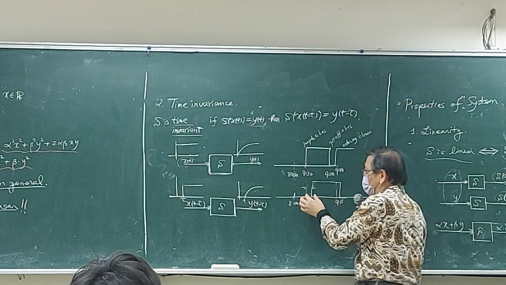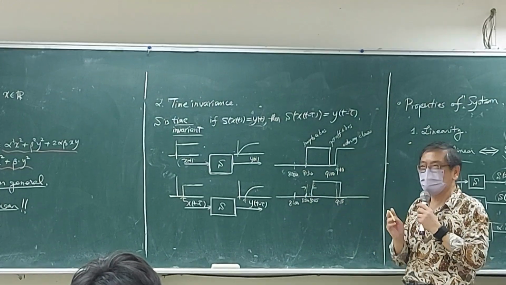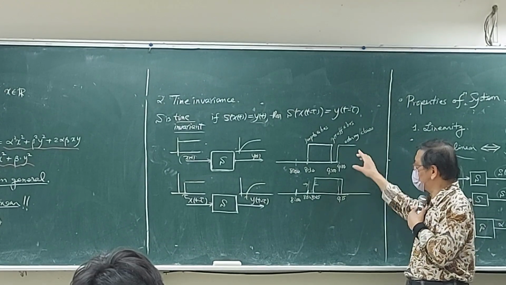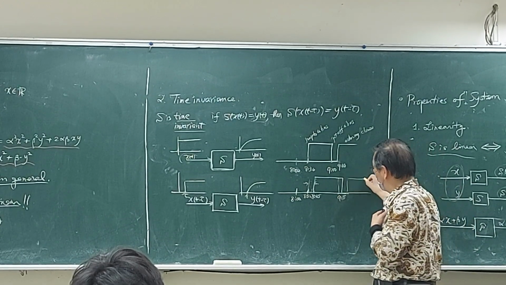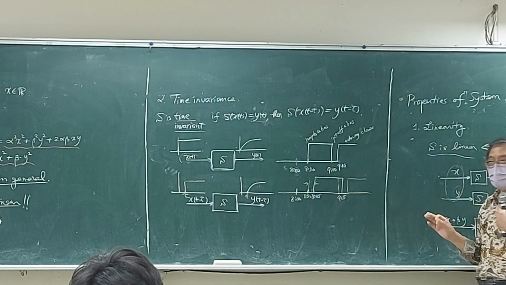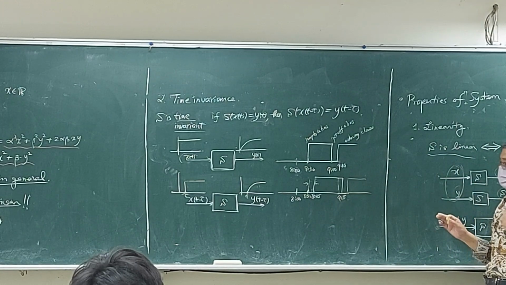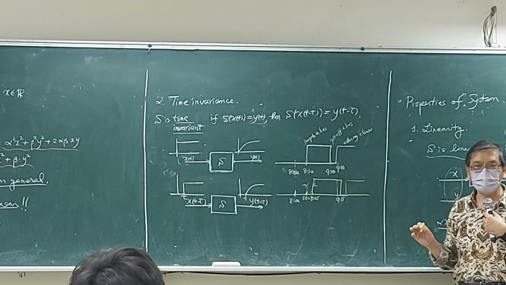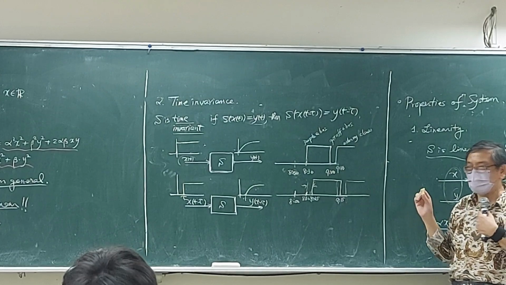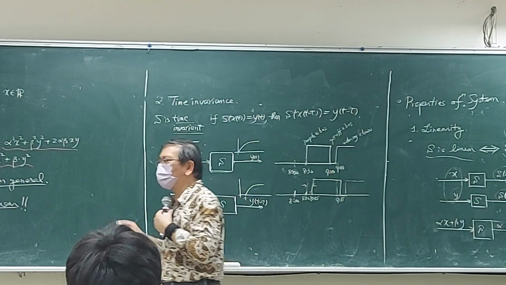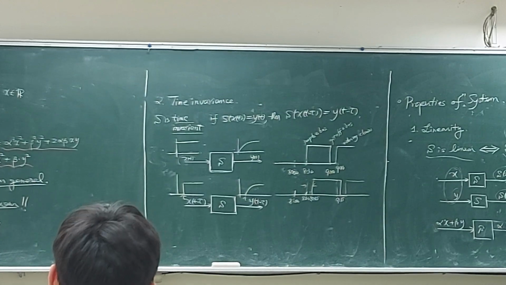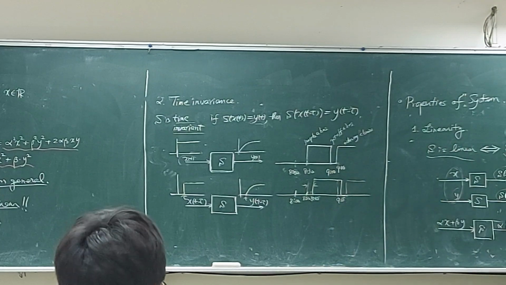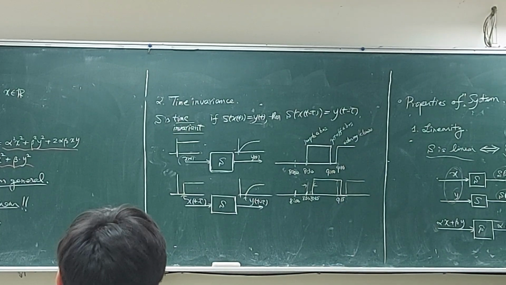So your input signal is just delayed 15 minutes. However, your output turns out that it's not just another 15 minutes delay. Okay? So this system is not time invariant. Got it? So actually, in the real world, some systems are not time invariant. It is time variant. Okay? Got it? All right.